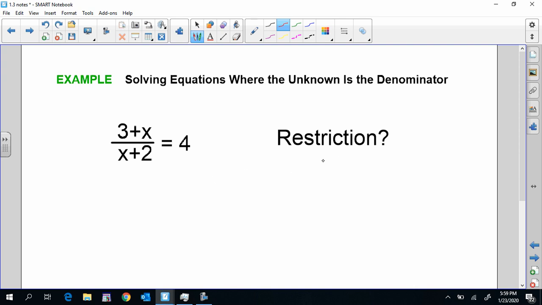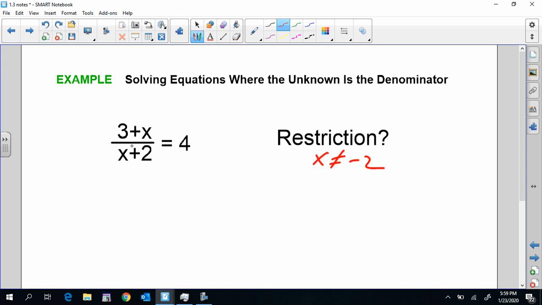What is the restriction in this example? x cannot equal negative 2. How do you know? Oh, you set this equal to 0, you move the 2 over, you find out what you can't have that would make the denominator 0. It's negative 2. You can't divide by 0. I don't care what the numerator is. It would never give you 4 if you tried to divide by 0. Now that we've identified the restriction, when we get done, make sure we come back and see, is our solution the restriction? Do we have to throw it away and say it's extraneous? We'll see.